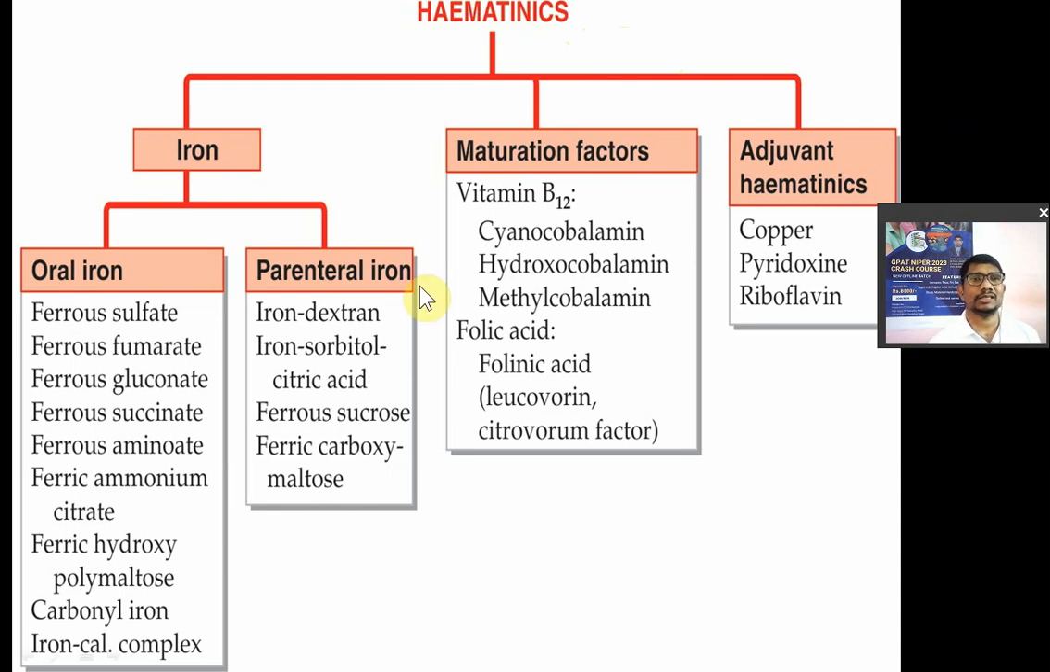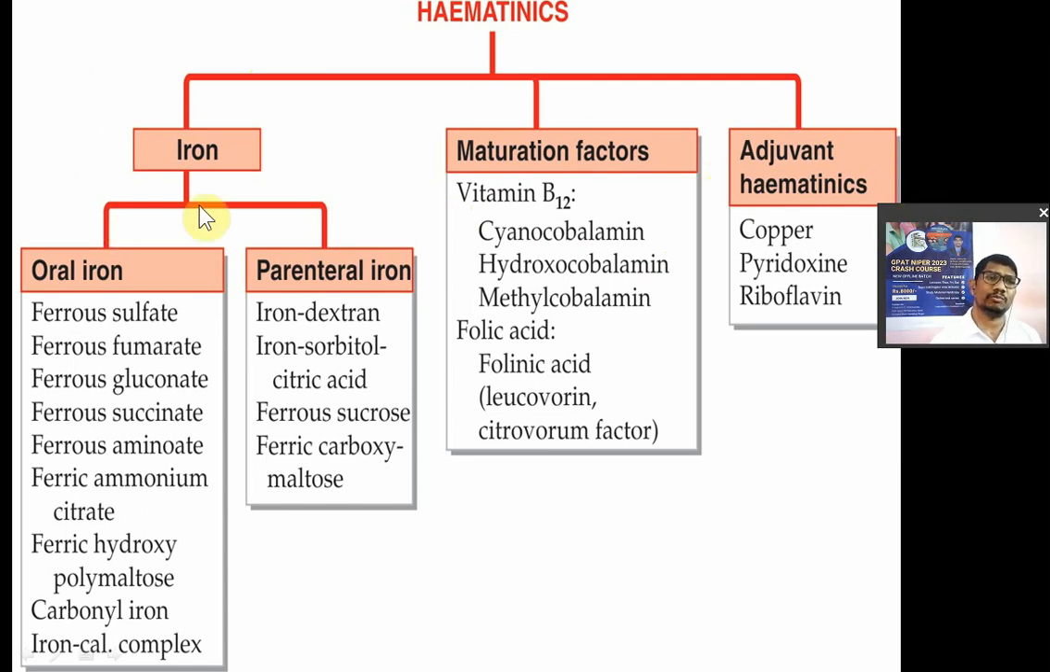Now these hematinics compounds are of different types. Basically these hematinics are classified into three groups. So the first one is nothing but the iron preparations, then maturation factors, and the last one is adjuvant hematinics.